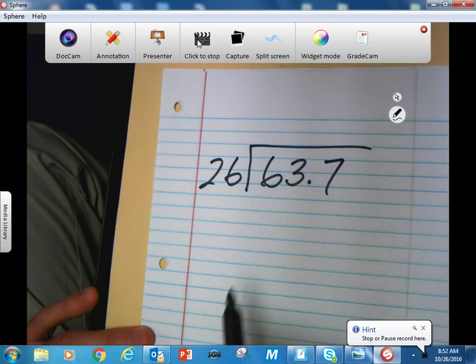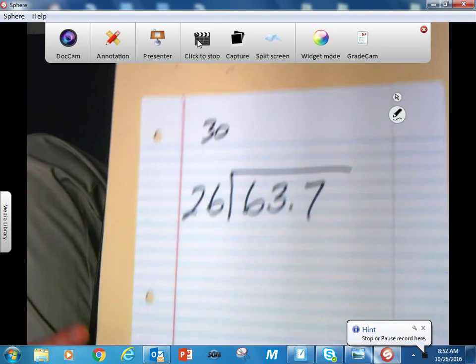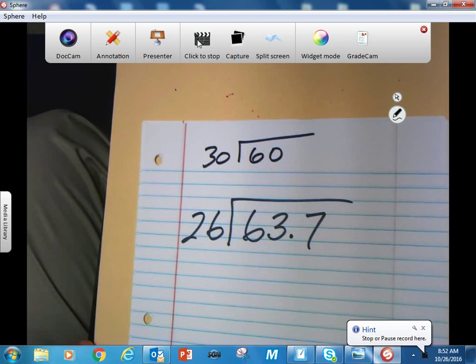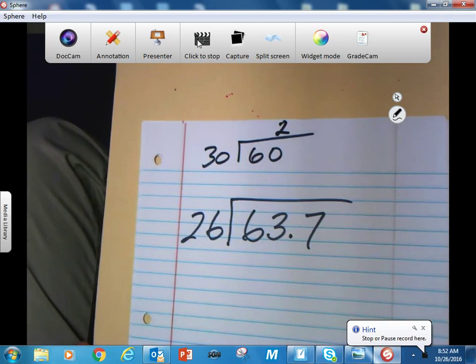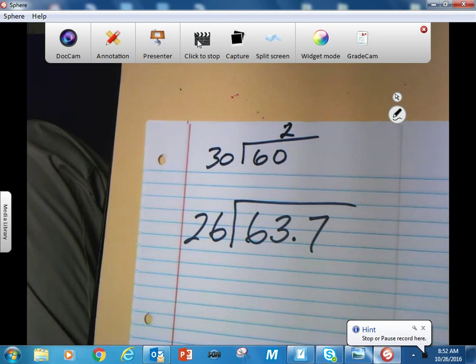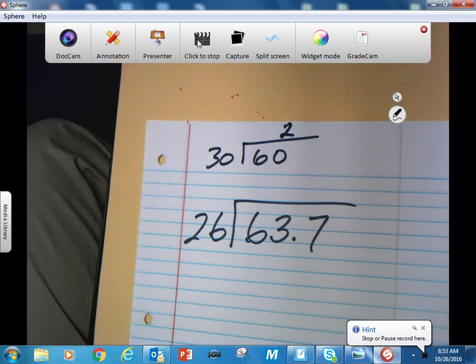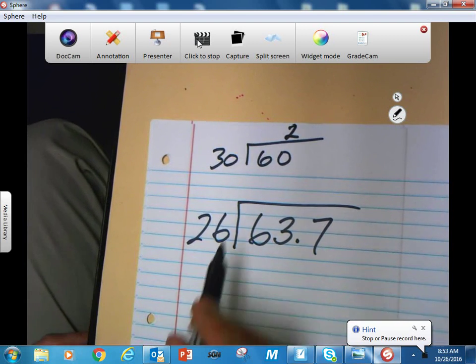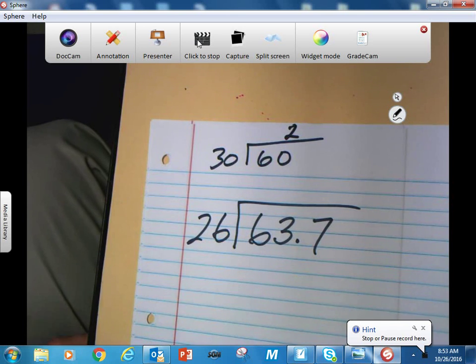We could say this is the same as taking 30 into 60 to get a quick estimate. And we know 30 goes into 60 2 times. So therefore, 26 is going to fit into 63 7/10 about 2 times. Was that an underestimate or an overestimate? Underestimate. You think it's an underestimate? We rounded up here, we rounded down a little bit, so it might be just about even, right?